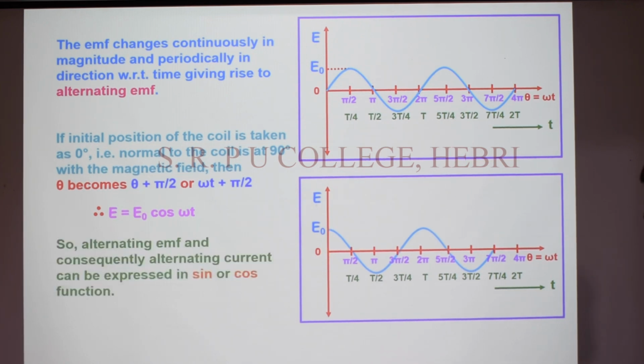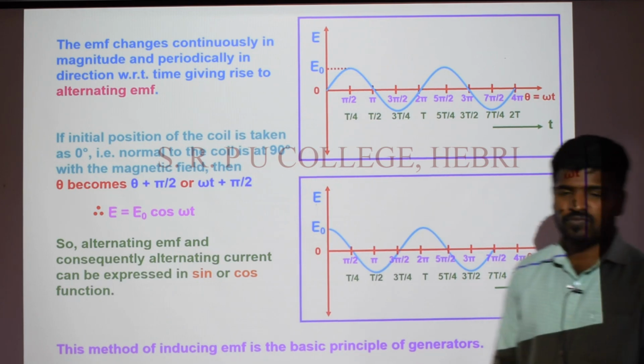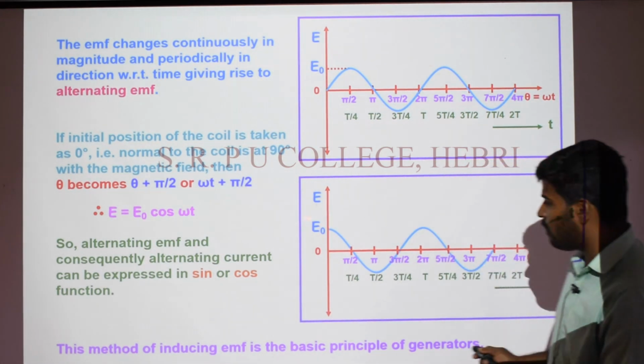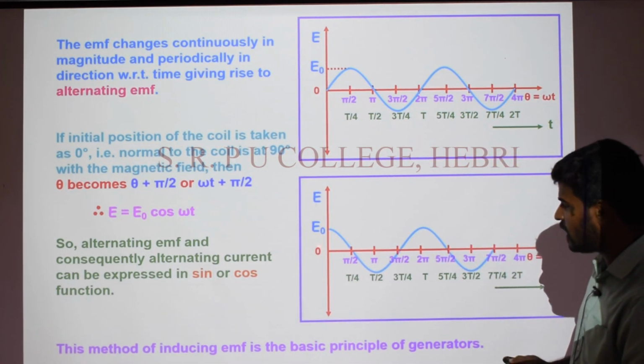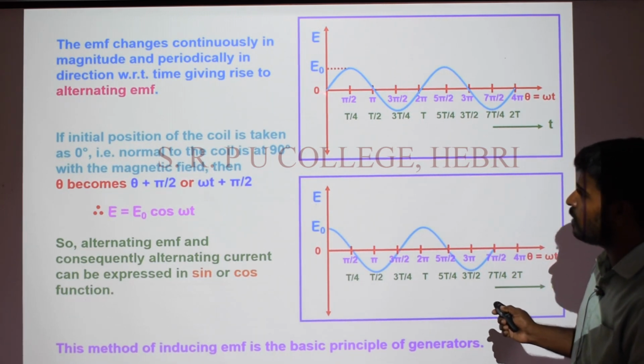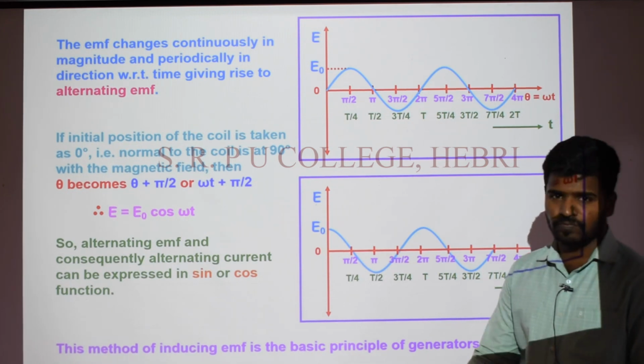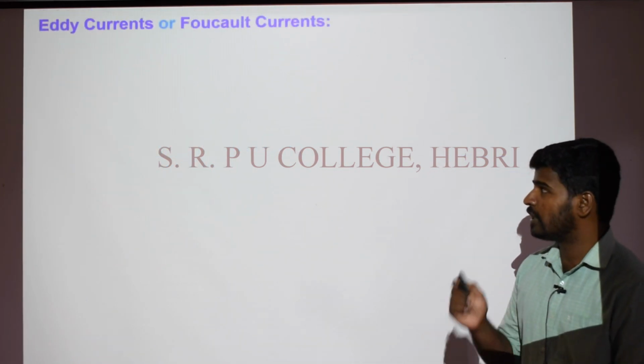Therefore, what does it indicate? Alternating EMF and consequently alternating current can be expressed in a sine or cos function. Therefore, this method of inducing the EMF is based on the principle of generators. Is it clear? See, for the value of theta equal to 0 degree, it has the maximum value of the EMF. For the value of 0 degree, the value will be 0 EMF, but it is maximum when the value is pi by 2. Is it clear? If there is any doubt, you can ask.